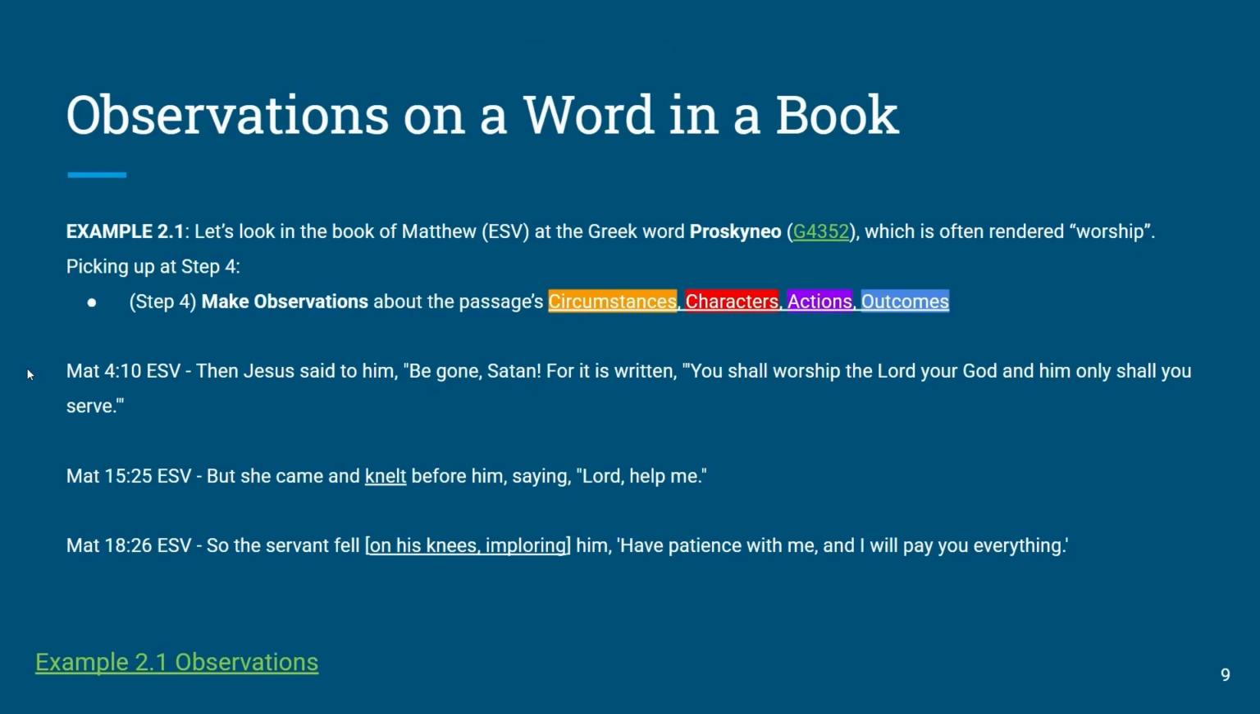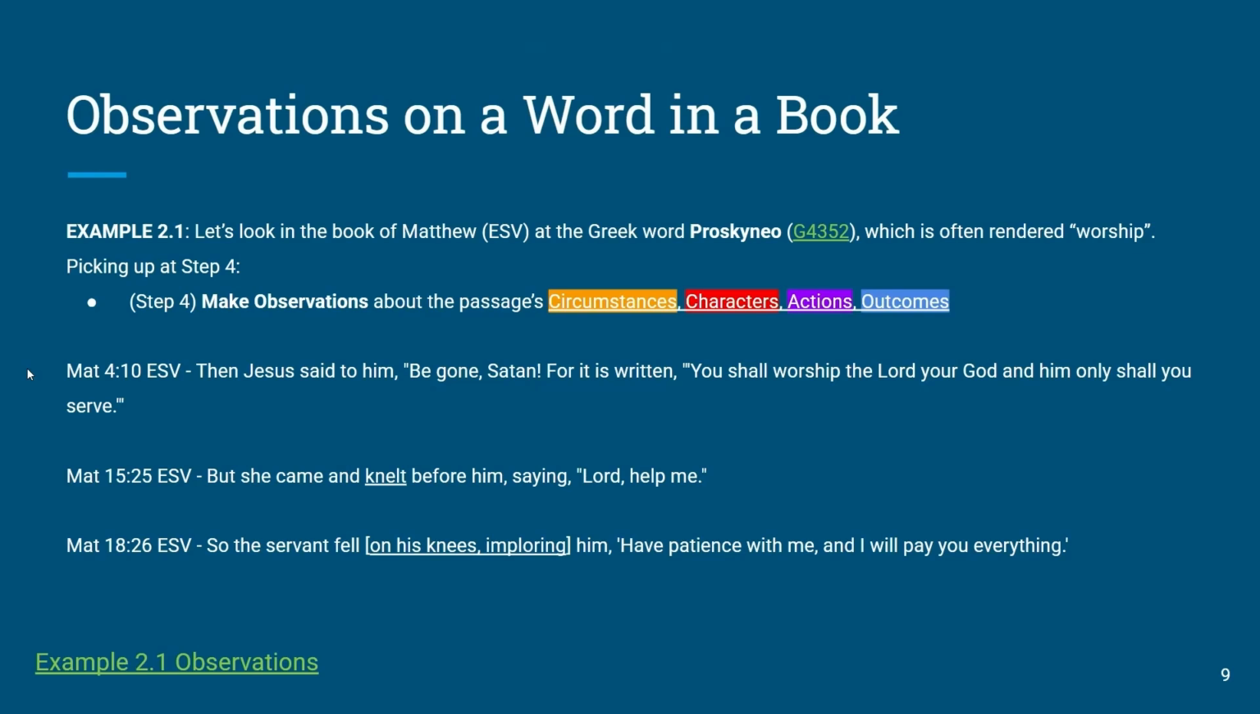In Matthew 15:25 we read, "But she came and knelt before him, saying, Lord, help me." Matthew 18, verse 26 says, "So the servant fell on his knees, imploring him, Have patience with me, and I will pay you everything." One of the interesting things we see about these verses is that the word worship in English does not appear in 2 of them.